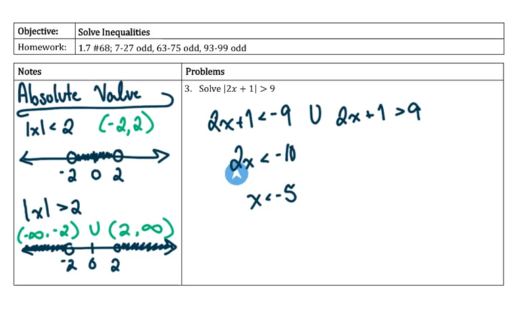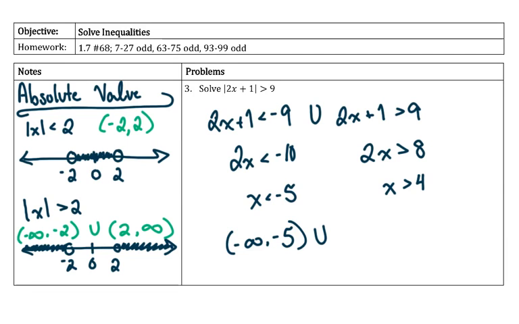Notice we didn't flip because when we divided by the 2, which is positive, we haven't changed the sign, those stay the same. So then we have x is less than negative 5, so that's negative infinity to negative 5. Union, on the other side, we end up with 2x plus 1 greater than 9. When we subtract 1, we get 2x is greater than 8, so x is greater than 4. And on the other side, we end up with 4 to positive infinity.